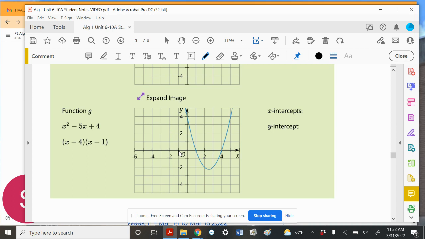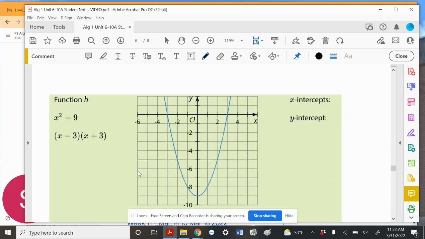So now what's this one? Well, there's my y-intercept, which is, remember x is 0 there, so it's (0, 4). And my x-intercepts, plus 4 and plus 1. So I have (4, 0) and (1, 0). And of course, there's my (1, 0). There's my (4, 0).